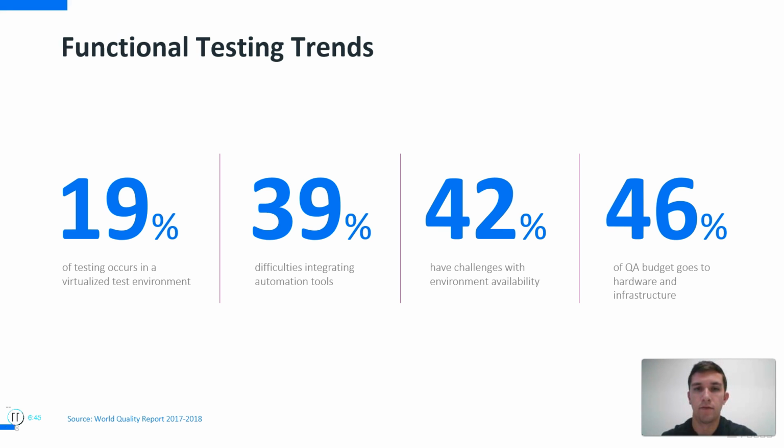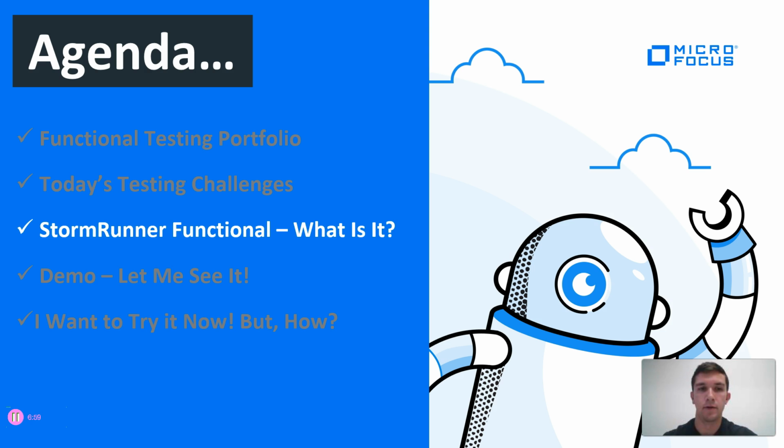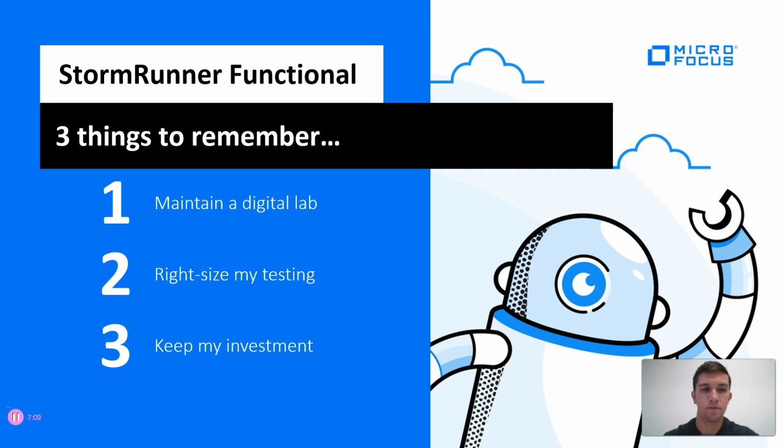And we're going to be able to see how we can leverage maybe some of the existing budget that we have for the tools out there that are more supportive with being able to move faster, leveraging more cloud solutions, as well as being able to have better support for integrating the current tools that you have with your existing environment. With that, now let's better understand exactly what StormRunner Functional is.